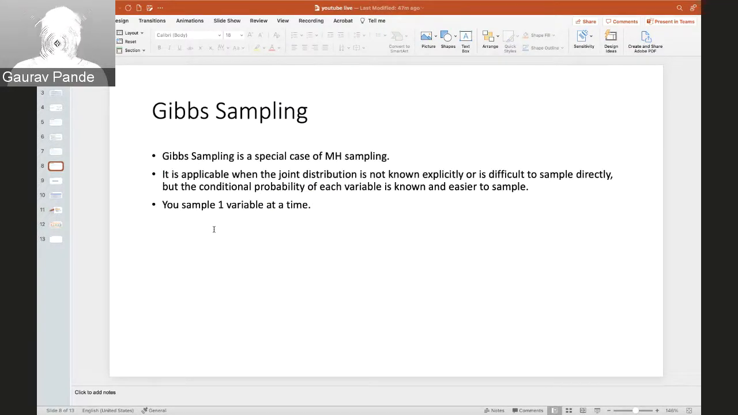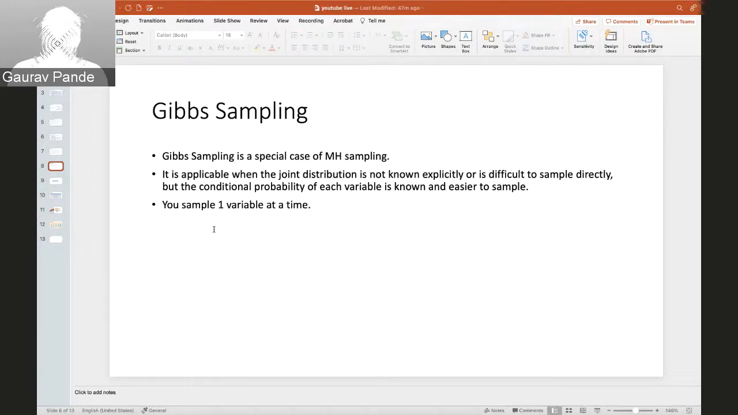Gibbs sampling. Gibbs sampling is basically a special case of image sampling. It is applicable when the joint distribution is not known explicitly or is difficult to sample directly, but the conditional probability of each variable is known to you, or it is easier to sample, which is true in our assignment, where you will have access to the conditional probabilities, and using those conditional probabilities or the match table or the game table, you will be able to implement this Gibbs sampling.